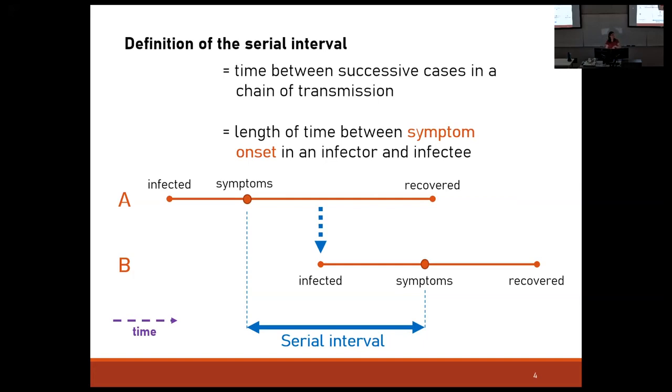So the serial interval is the length of time between successive cases in a chain of transmission, and specifically today I'm going to be defining that as the length of time between symptom onset in an infector and an infectee. So in my little diagram here, if we've got a case A who infected a case B, time moves from left to right. If A got symptoms at this time here, sometime later they infected case B, who eventually got symptoms here, then the serial interval is given by this length of time. Sorry, the mouse comes up very slow on the screen.